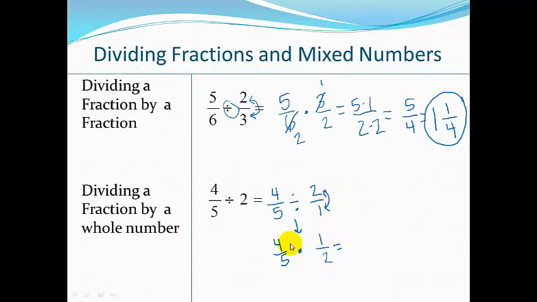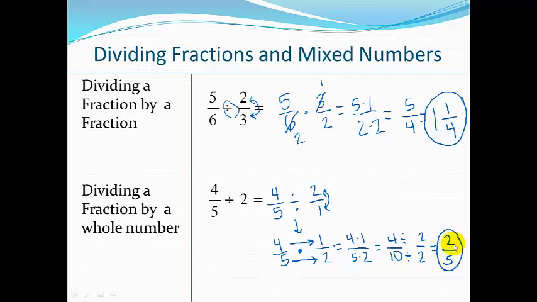So again, I multiply straight across. 4 times 1 over 5 times 2 equals 4/10. So it's not an improper fraction, but I do need to simplify. Remember how we were talking about that whole copycat fraction? I have to do the same thing to the bottom that I do to the top. So I'm going to divide by 2/2. 4 divided by 2 is 2. 10 divided by 2 is 5.